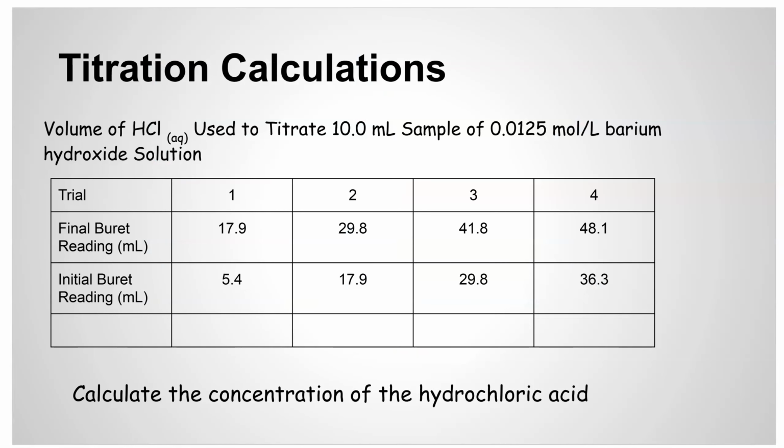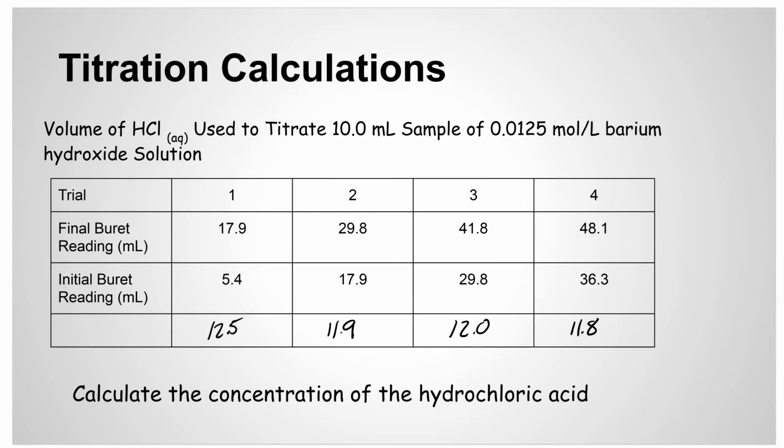As it said in the procedural video, the goal of a titration is to get a triplicate answer where we have 3 trials that have very similar volumes of titrant delivered. Our first trial here, when we do the math, gives me a volume of 12.5 milliliters. Our second trial gives me a volume of 11.9 milliliters. Our third trial gives me 12.0 milliliters. And my last trial gives me 11.8 milliliters.